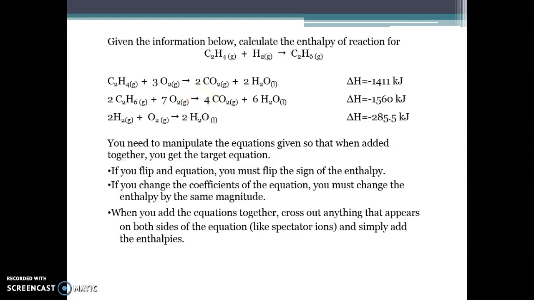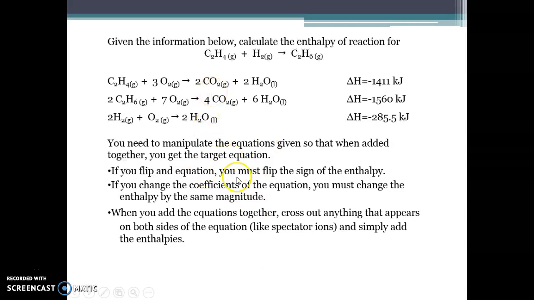When you add the equations together, once you have everything situated on the right side and with the right number of moles, you're going to cross out anything that appears on both sides of the reaction. If you remember, that's what we did with the spectator ions when we were writing net ionic equations. We saw that sodium ions were exactly the same on both sides of the equation, so we could cancel those out. It's the same idea you're going to do with Hess's law. You're going to cancel out the things that appear on both sides of the equation.